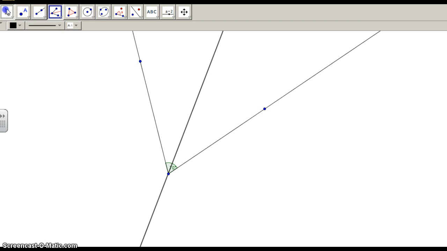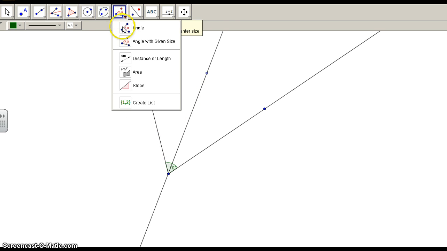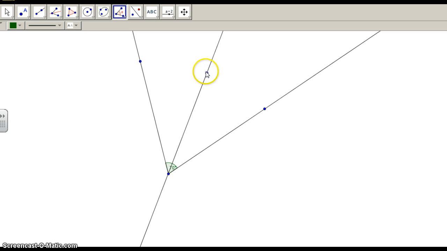Now, we can verify that it's an angle bisector by placing a point on the bisector itself. And then we are going to construct the angle there, and it will tell us how many degrees our angle is. Let me just move these numbers out of the way. So we have our original angle 70 degrees, and now we can see that half of 70 is 35. So yes, this angle is in fact bisected.